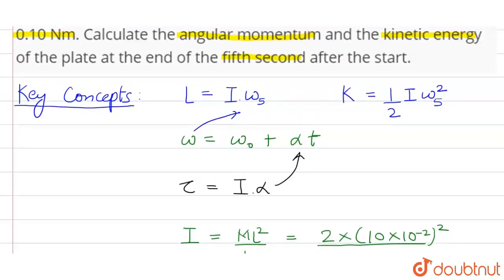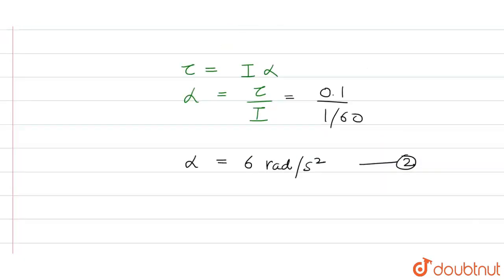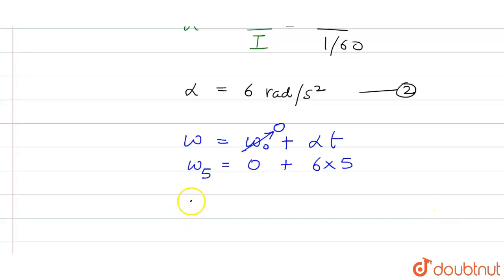Now we can use equation number 2 and the kinematic equation to find omega at 5th second. We use omega equals omega naught plus alpha t. Omega naught, the initial velocity, can be assumed to be 0. So this will be 0 plus alpha is 6 and time is 5. So 5 6s are 30. From here we'll get omega at 5th second as 30 radians per second. This is equation number 3.